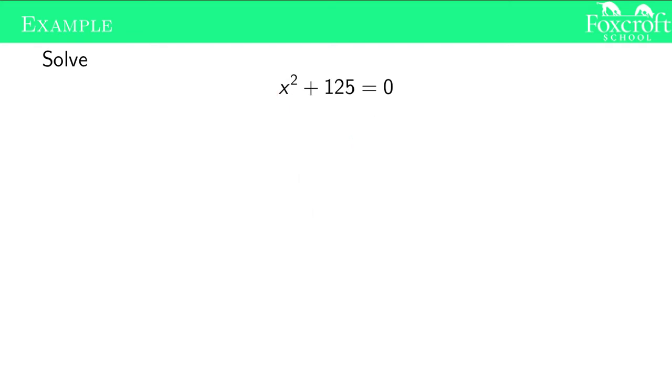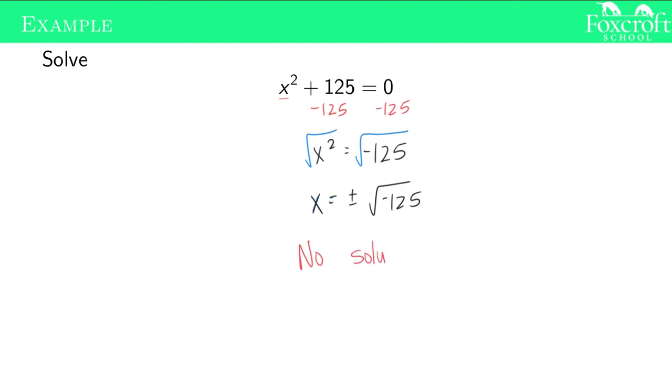Again, this one's similar. We want to get x squared by itself, so I'm going to subtract 125 from both sides. Now I want to take the square root to get rid of the exponent. So our x is going to be plus or minus the square root of negative 125. And for right now, we can't take the square root of a negative number. So in this case, we're trying to take the square root of a negative number, so this equation has no solution. Whenever you're trying to take the square root of a negative, for right now, you just stop at that point and say your equation has no solution.